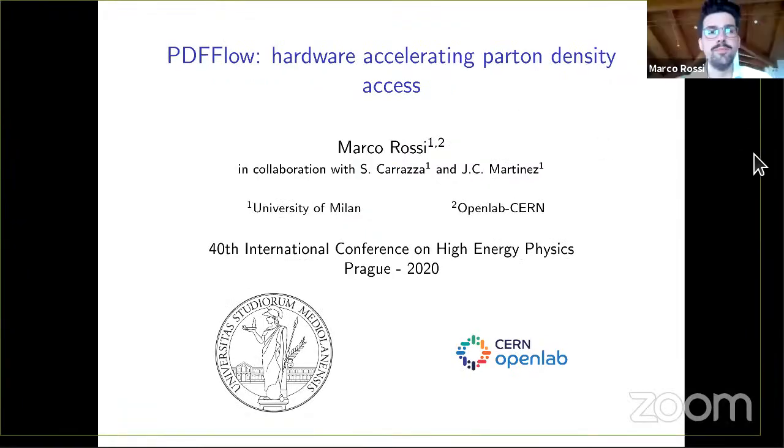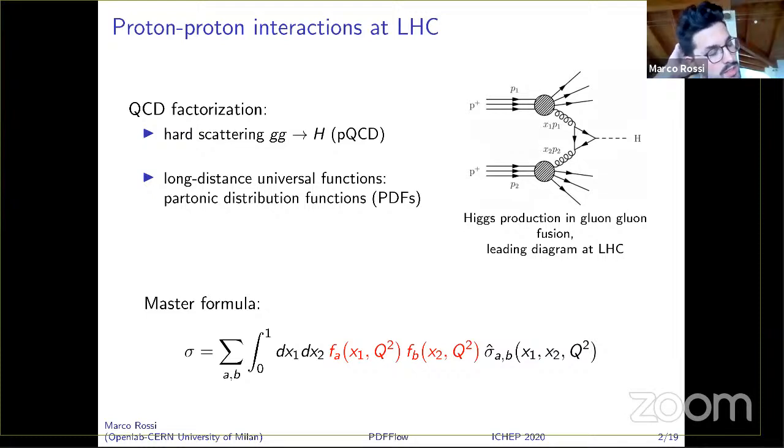Okay, fine. So good morning, everyone. This is PDF flow, hardware accelerating parton density access. I'd like to introduce the concept of parton distribution functions with a physical example. Here you have in the plot the diagram for proton-proton interactions at LHC, in particular, the Higgs boson production via gluon fusion channel.